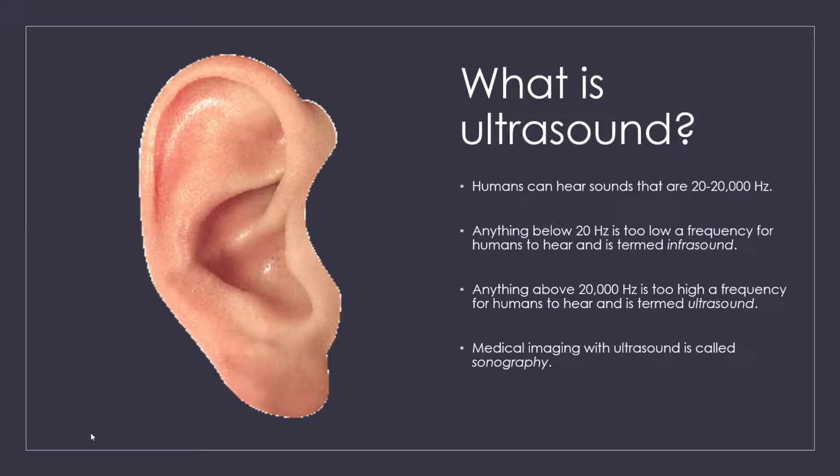Okay, so what is ultrasound? Sound is characterized by humans' ability to hear it. Humans can hear sounds that are between 20 and 20,000 hertz, okay? Anything below 20 hertz is too low of a frequency for us to hear, and it's termed infrasound. Anything above 20,000 hertz is too high of a frequency for us to hear, so that is termed ultrasound. So anything that is 20,000 hertz and above is ultrasound.